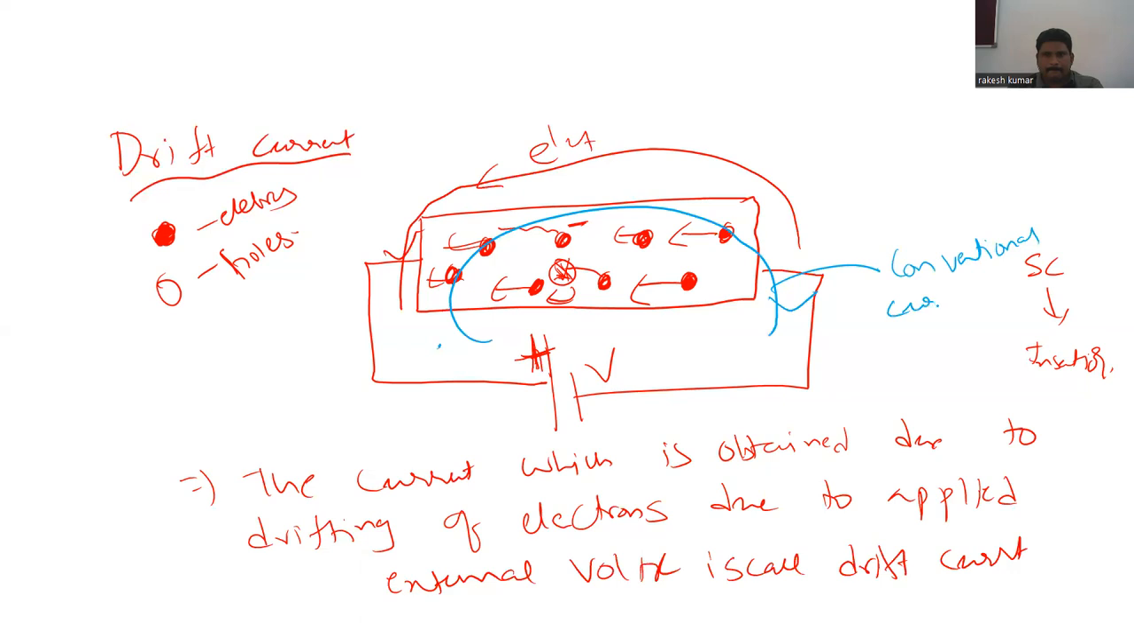This is the conventional current direction, and this is the electron movement direction. So this is one type of current, called drift current. Let us see another type of current, that is diffusion current.